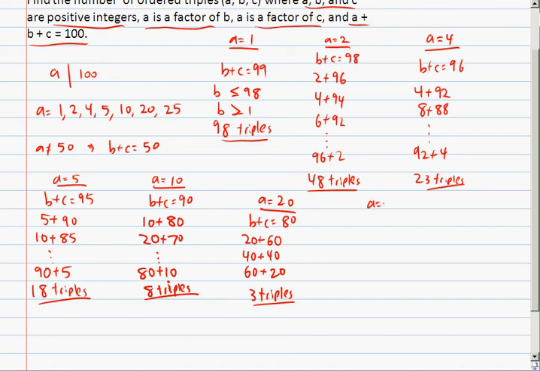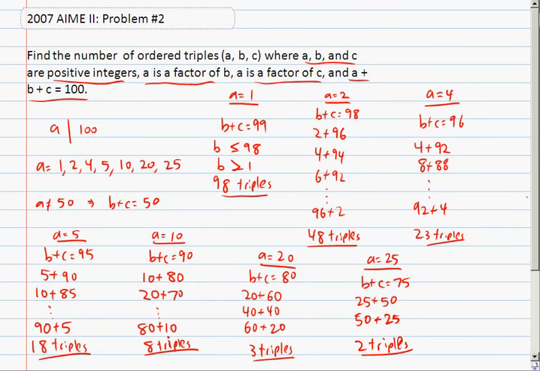Finally, let's look at A equal to 25. This gives B plus C equal to 75. B must be at least 25. So at that value, that gives us C equal to 50. B can also be 50, and C can be 25, the other way around. This gives us 2 triples.